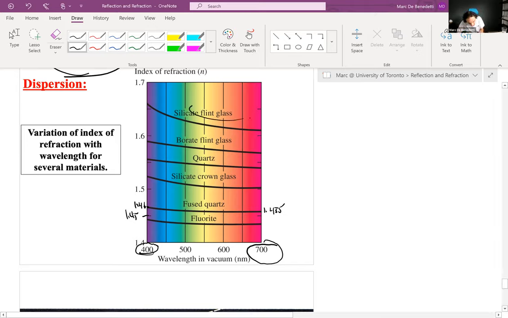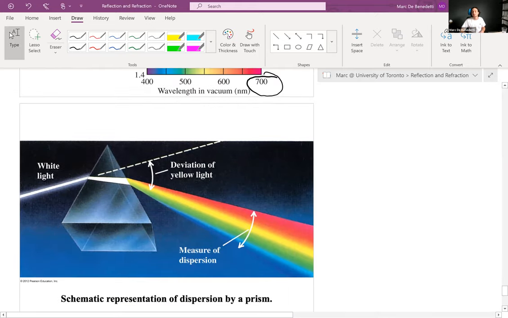However, let's say flint glass. Flint glass, however, its dispersion curve is much steeper. So with flint glass, blue light has an index of refraction of something like 1.66. However, red light in flint glass is something closer to 1.61, just above 1.6. I'm making up numbers here, but it's close. So red light has a lower index of refraction, so the amount of bending that red light has is less than the amount of bending of blue light. If you pass white light through flint glass, red light will bend less than blue light, and that's going to end up separating the colors.